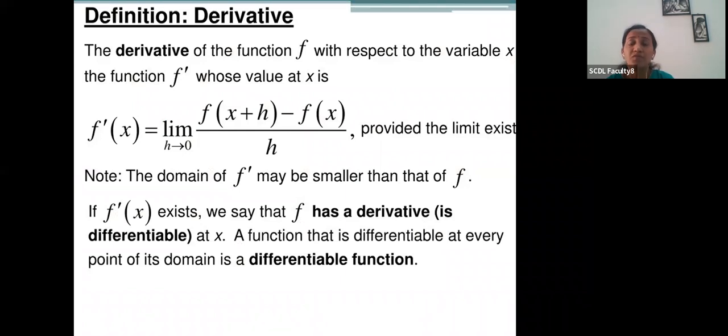Dy by dx means you have to find the derivative of the y function. So the derivative of the function y with respect to the variable x, the function f dash, whose value at x is nothing but what this formula represents: f dash of x is equal to the limit of f of x plus h minus f of x upon h, as h approaches 0, provided the limit exists.